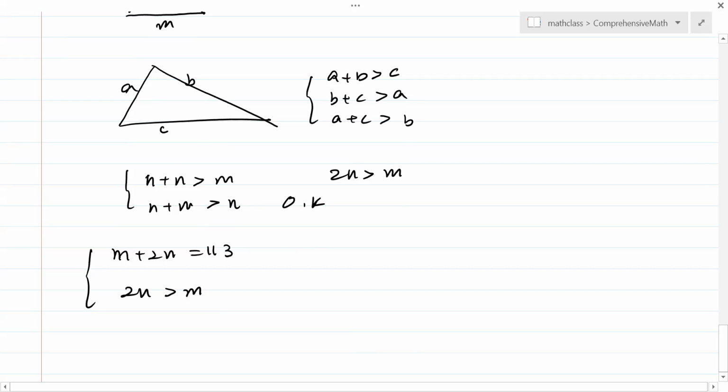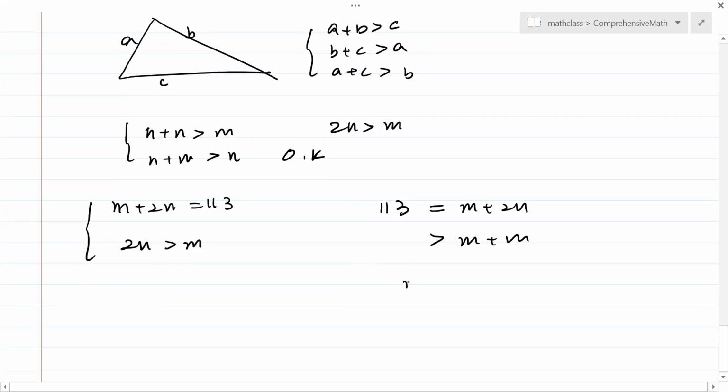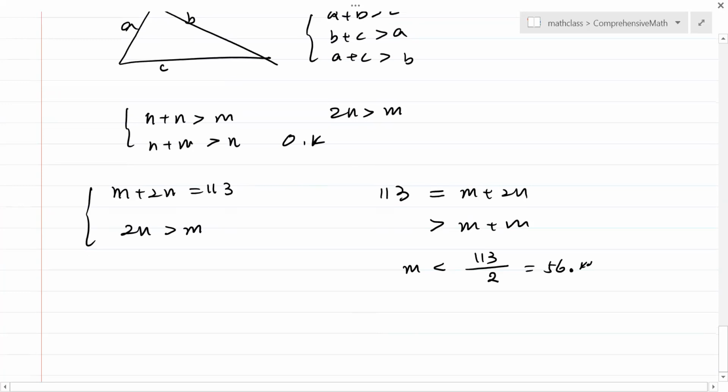All right, actually we can do that. So 2n is greater than m, and 113 equals 2n plus m. You can use this inequality to get an upper bound, 113 over 2, which is going to be 56 point something, 56.5. So this is an upper bound.